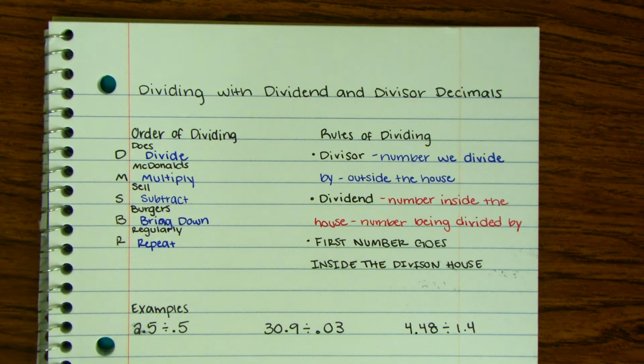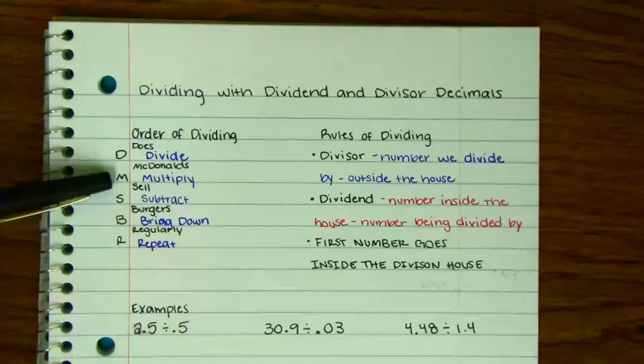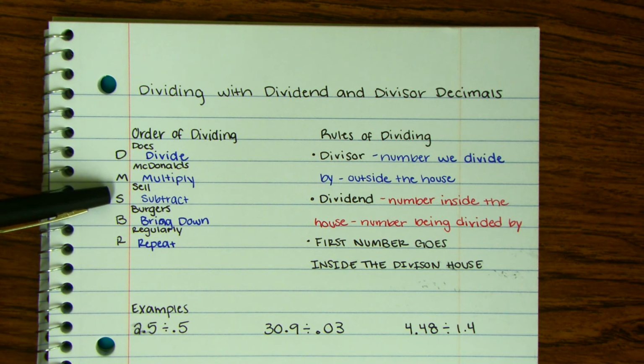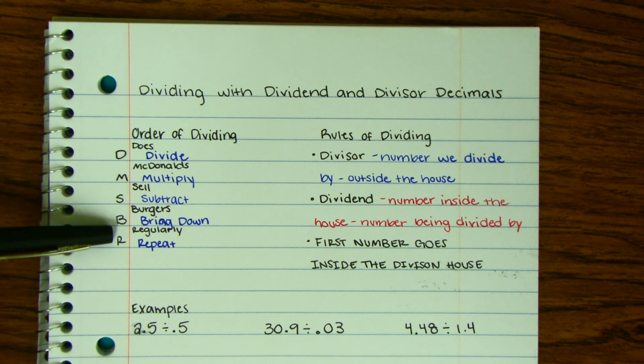Before we go into practicing dividing, we're going to talk about the order. As always, the order of dividing is: does McDonald's sell burgers regularly? D stands for divide, M is multiply, S is subtract, B is bring down, and R is repeat. We repeat the whole process again.